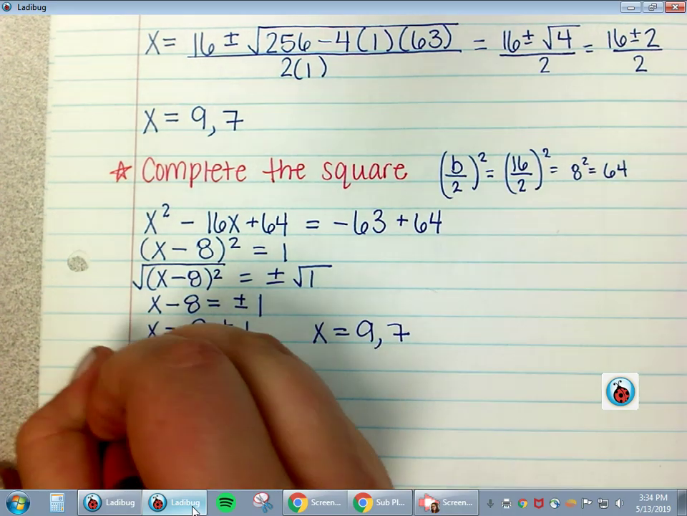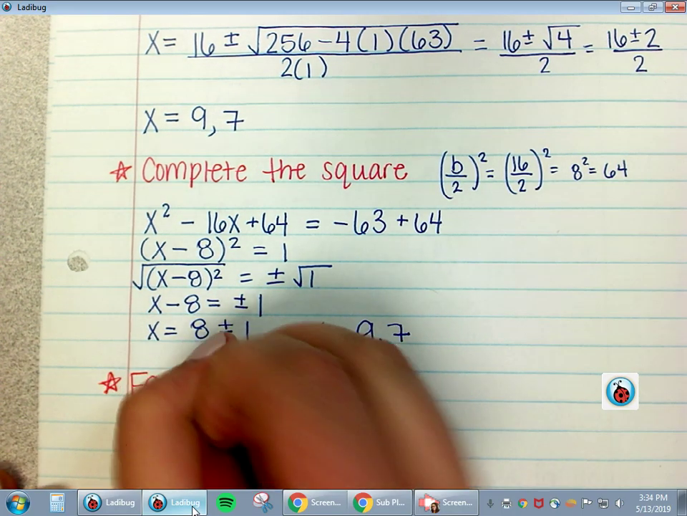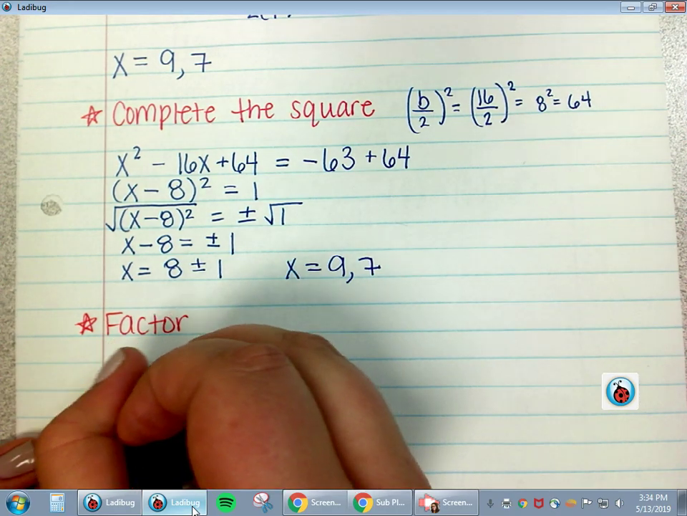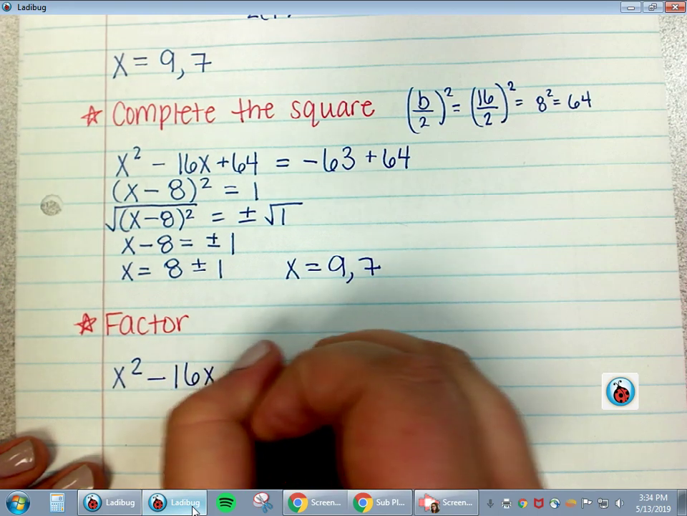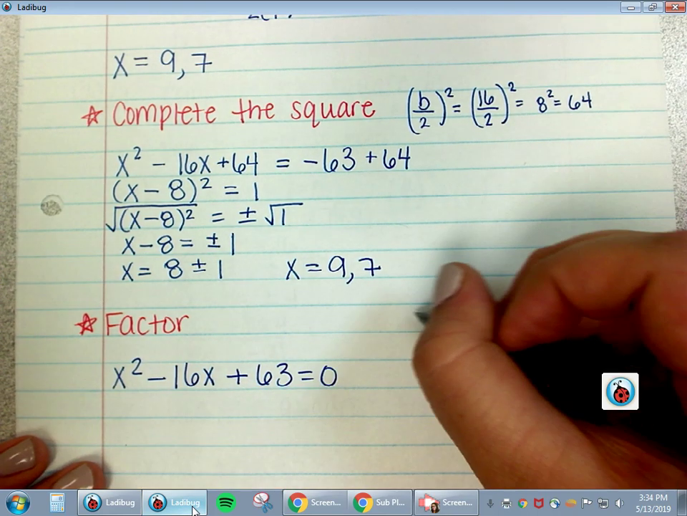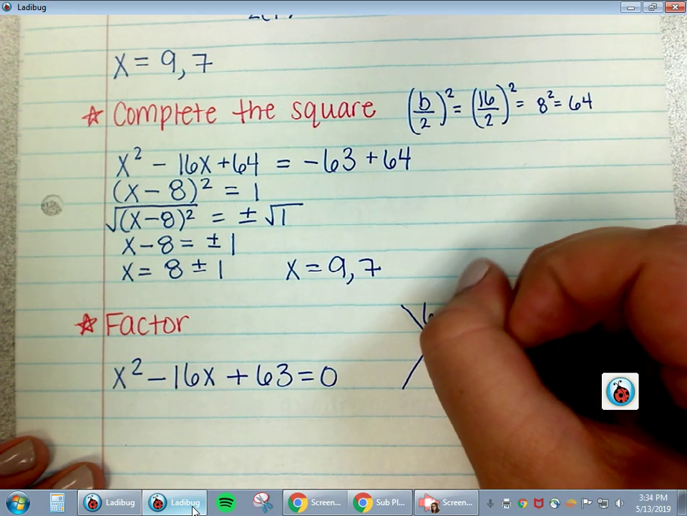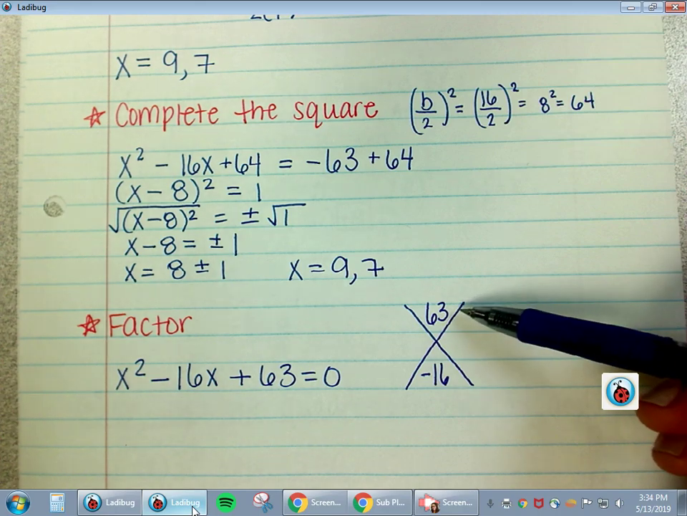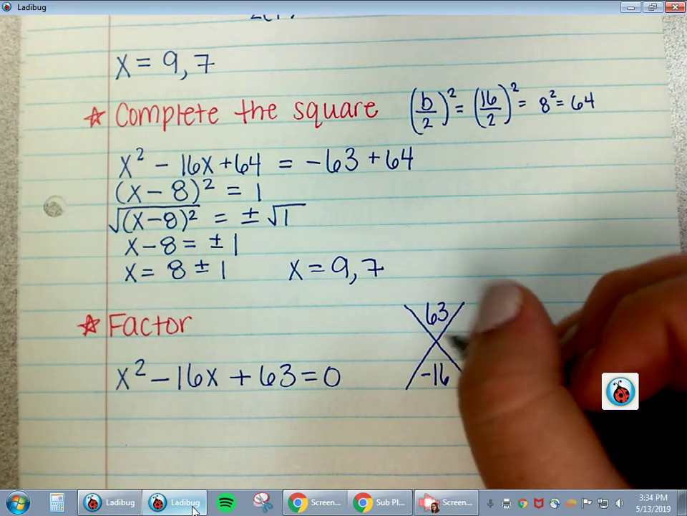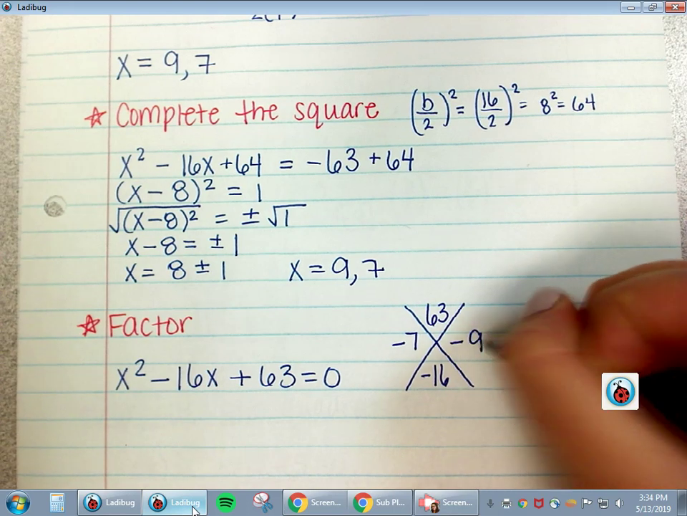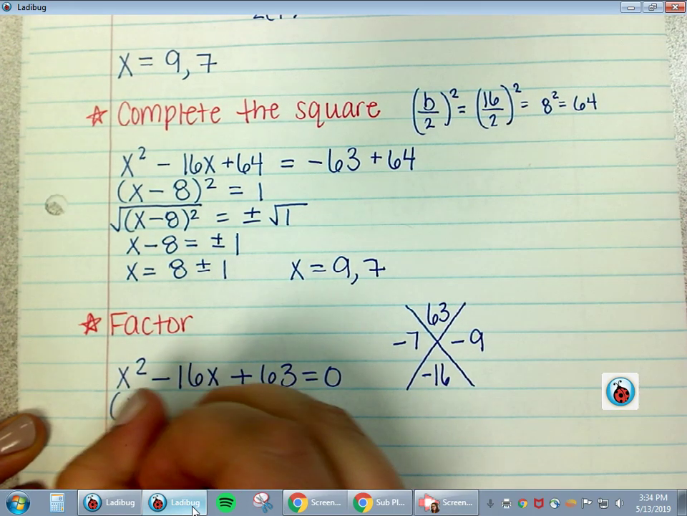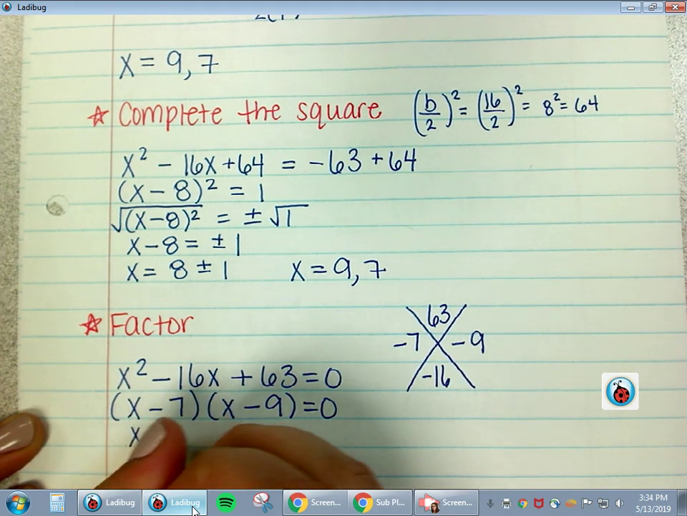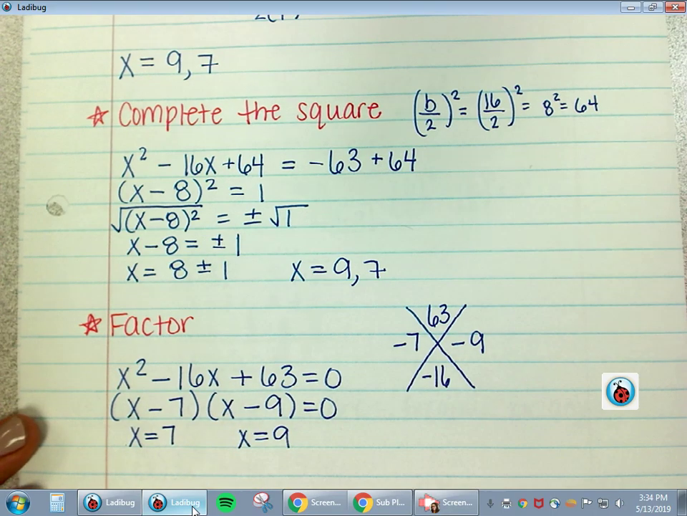Let's do it one more time, and let's factor. So I started with, I'll write down here, x squared minus 16x plus 63. And we're looking for factors of 63 that add to negative 16. There's not a lot of factors of 63. The pair that I know is 7 and 9. And if they were both negative, then they would give me a negative 16. So I could have jumped right to x minus 7, x minus 9. And this one would have given me an x equals 7, and this one would have given me an x equals 9, which again is the same answer.